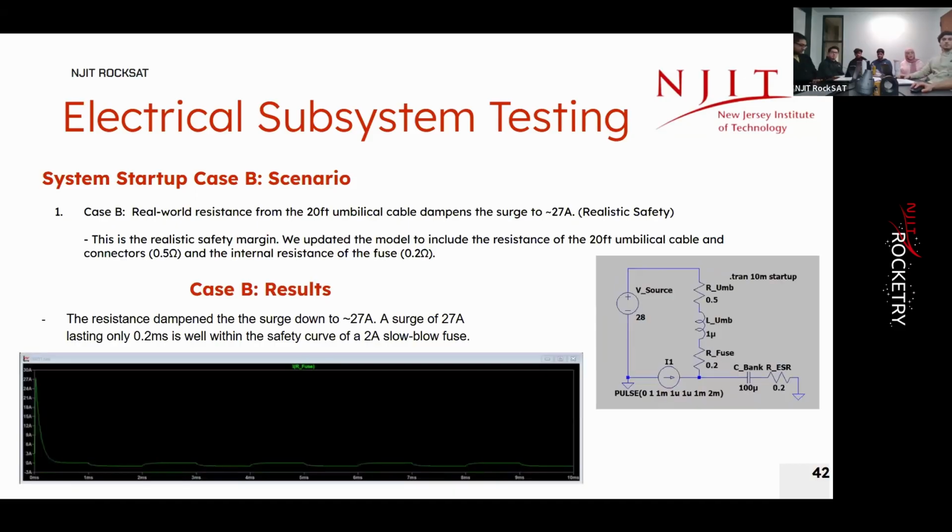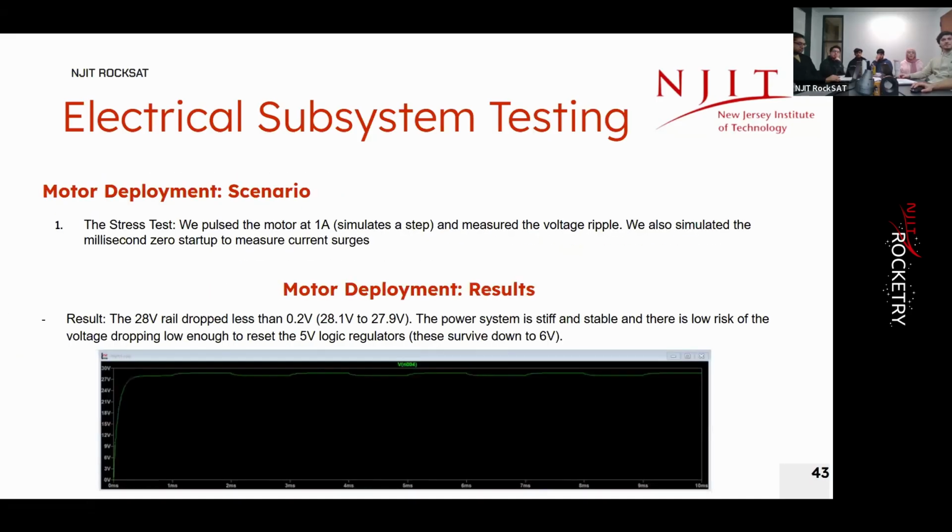Of course, we also tested it with more realistic resistances from the umbilical cable and also from the fuse. Under these conditions, the current surge was much more manageable, only 27 amps for a fraction of a millisecond, so it's a pretty good result. The only thing we were left to change, like we said, was the fuse, so it could survive better and also help us with our temperature issues that we might encounter. That's about it for that.